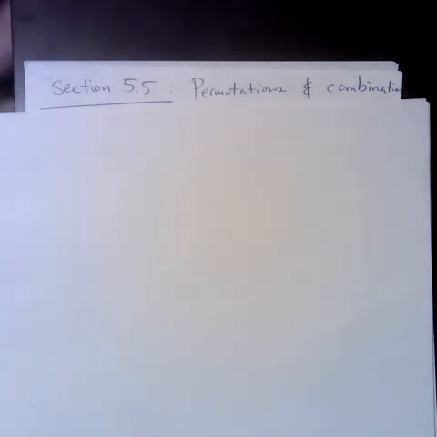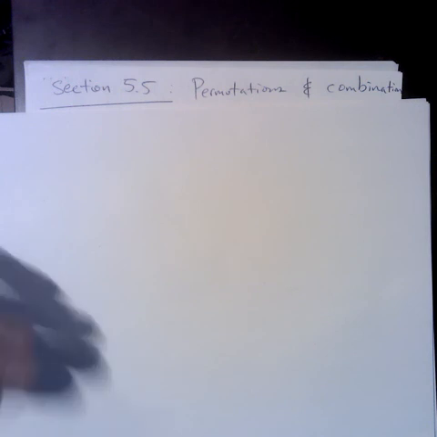Alright everyone, welcome back. We're in section 5.5, which is going to be dealing with permutations and combinations. This is the last section in chapter 5 that we'll be dealing with. There are more sections that we're going to skip, but let's get into this one. So here's our first example.